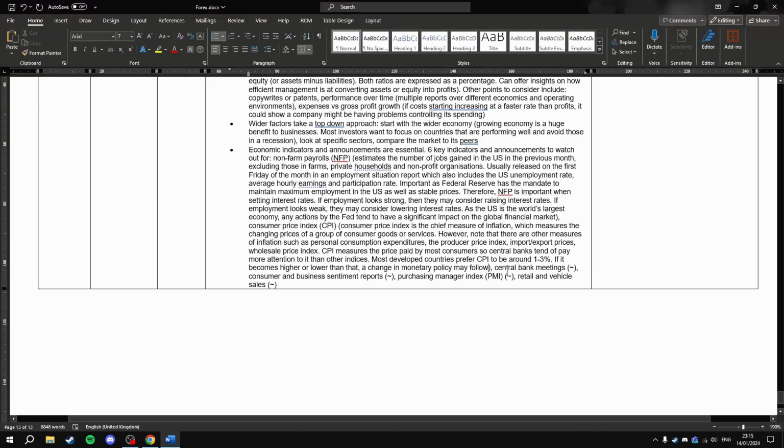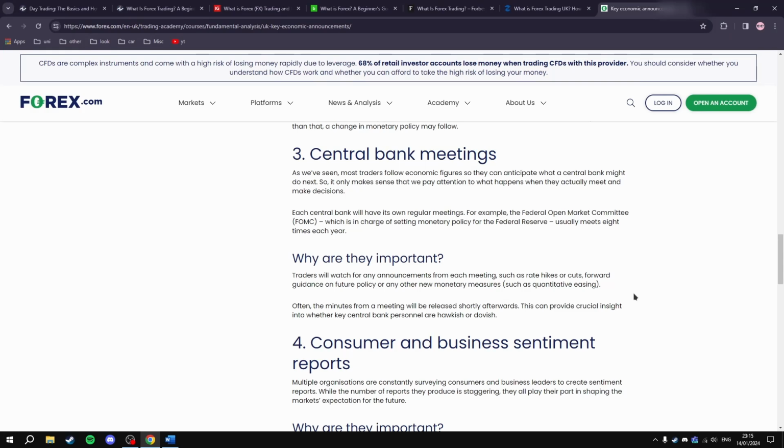Central bank meetings. As we've seen, most traders follow economic figures so they can anticipate what a central bank might do next. So it only makes sense that we pay attention to what happens when they actually meet and make decisions.